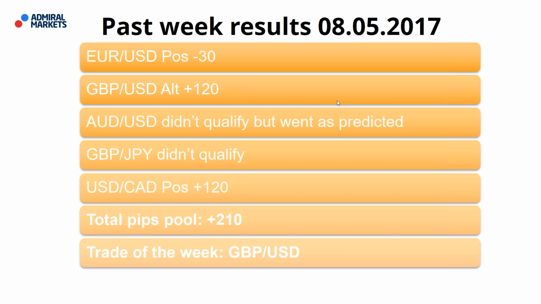So past week results: euro dollar positional trade minus 30 pips, pound dollar alternative trade 120 possible pips, Australian dollar didn't qualify but went as analyzed. I will show you what happened with Australian dollar. Pound yen didn't qualify. Dollar CAD went into possible 120 pip pool. So total pips pool was 210. And for me, the trade of the week was definitely pound dollar.